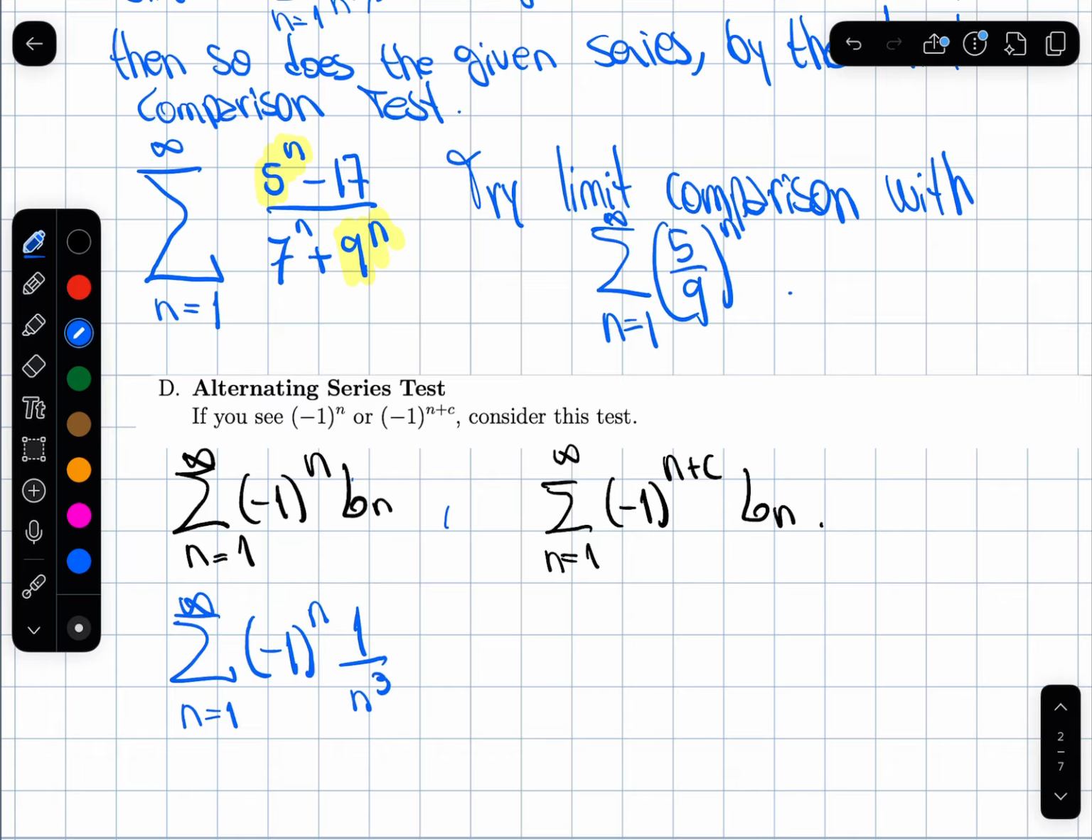Of course, if I see this first one in blue here, I would not use the alternating series test here. I would take the absolute value of this, and that would make it a p-series, which is convergent, p equals 3. So this blue series will be absolutely convergent, and then that implies that it is also convergent.